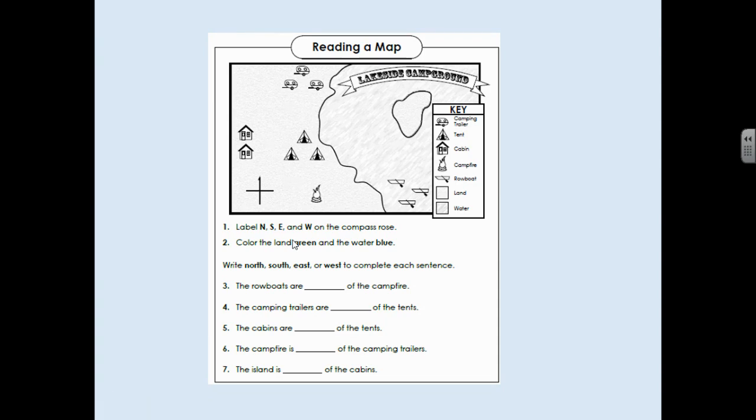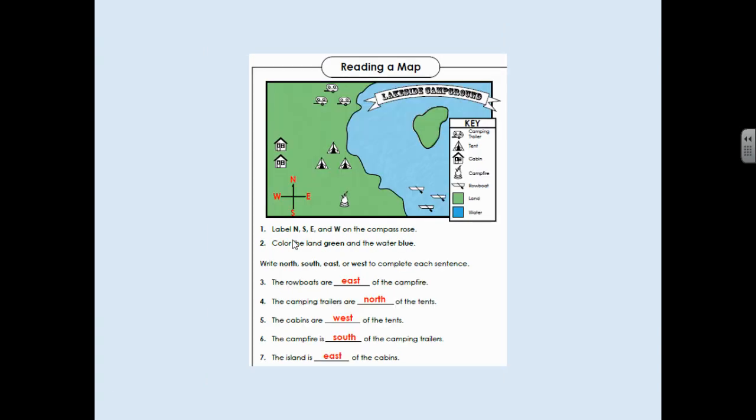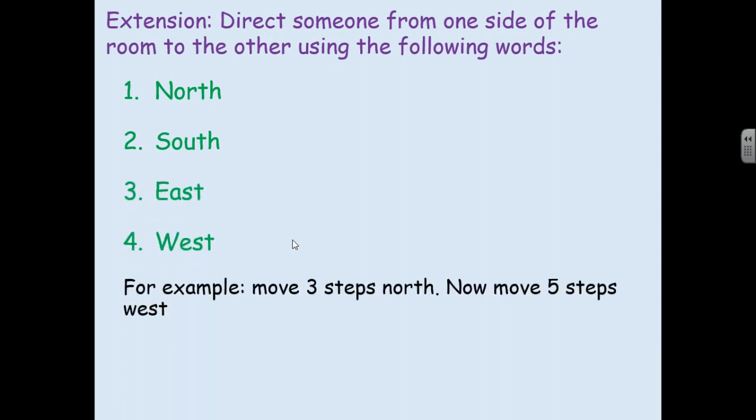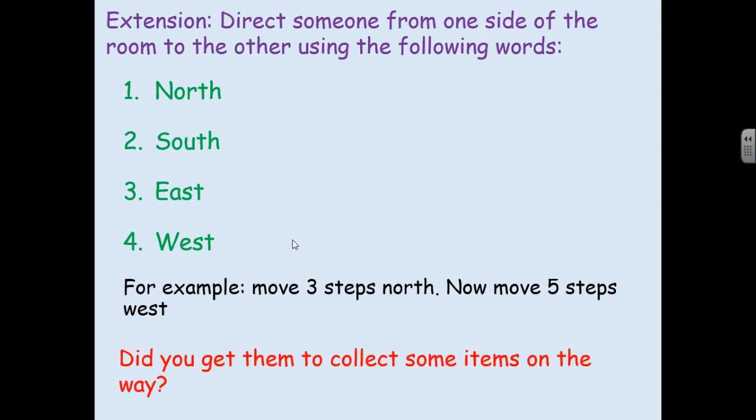Once you have finished your map work and completing the sentences, I have got the answers for you right here. Hopefully you got all of them correct. An extension for you here: direct someone from one side of the room to the other using the following words: north, south, east, west. For example, move 3 steps north. Now move 5 steps west. Did you get them to collect some items on the way?